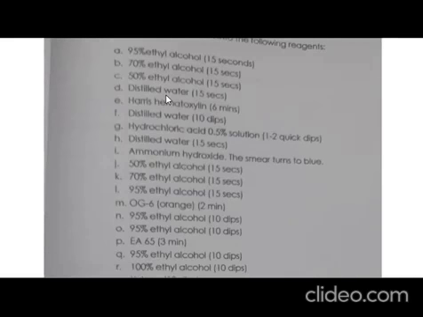So, after the decreasing grades of alcohol, you're going to rinse it with distilled water, and then you're going to immerse it in Harris hematoxylin. What is the purpose of your Harris hematoxylin? It is for nuclear staining. Then you rinse it with distilled water. Then you proceed to diluted hydrochloric acid, 0.5%.